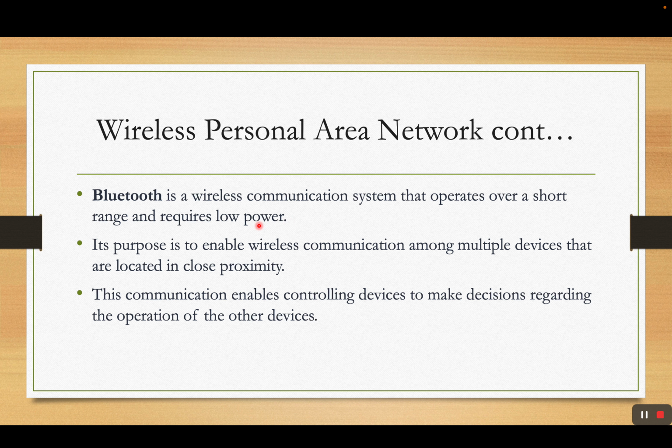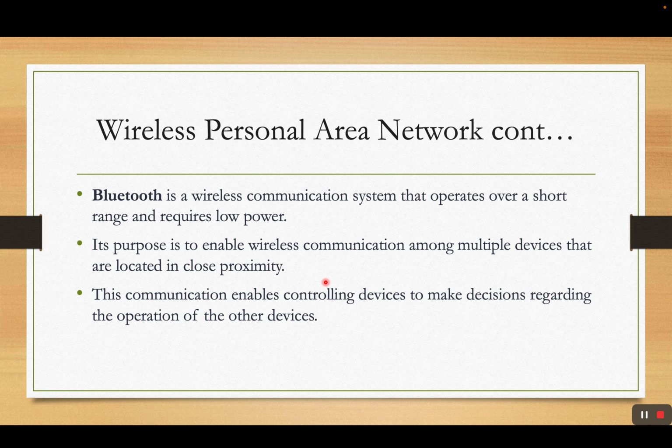Now, a good example of this is Bluetooth, which we all use. It's a wireless communication system that operates over short range and requires low power. The purpose is to enable wireless communication among multiple devices in very close proximity. A good example: if you have an iPhone and an Apple Watch, they connect through Bluetooth.